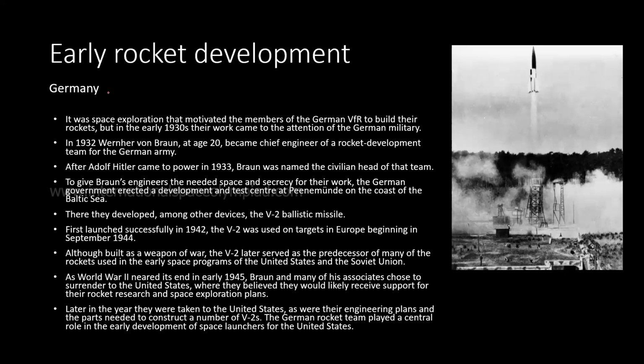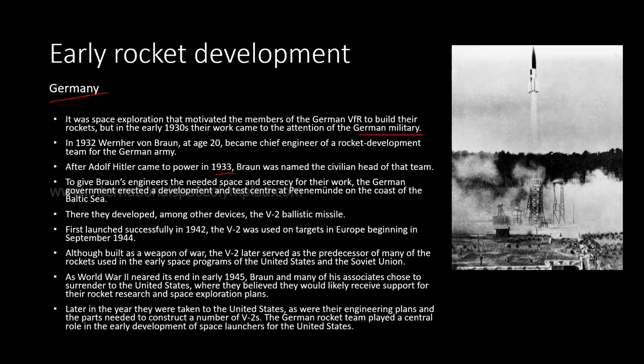So it was space exploration that motivated the members of that German VfR team, the space club, to build their rockets. But in the early 1930s, their work came to the attention of the German military, because for the military, rockets are needed not for a constructive or positive purpose, but for war. So in 1932, Werner von Braun, at age 20, became the chief engineer of the rocket development team in the German army, and Adolf Hitler came to power in 1933. Braun was named the civilian head of the team.